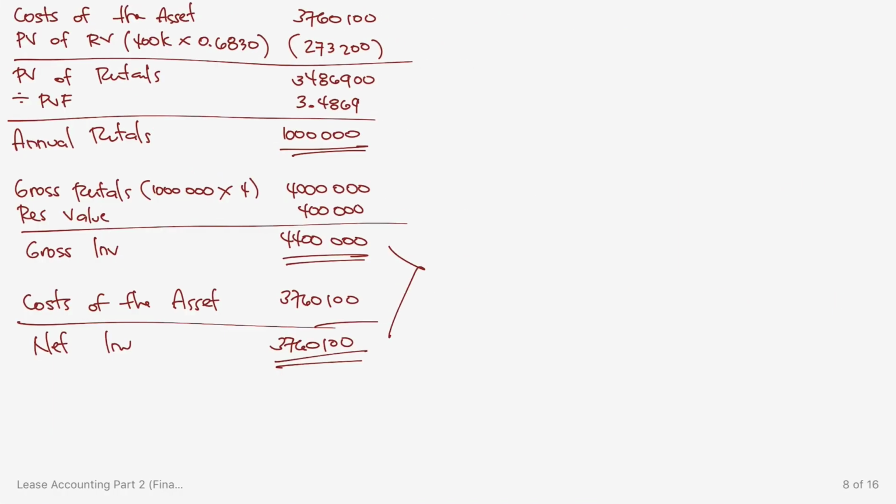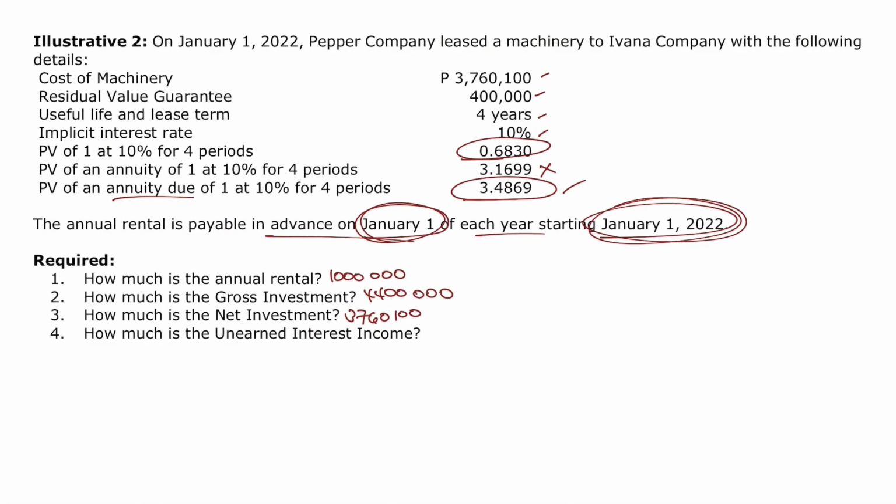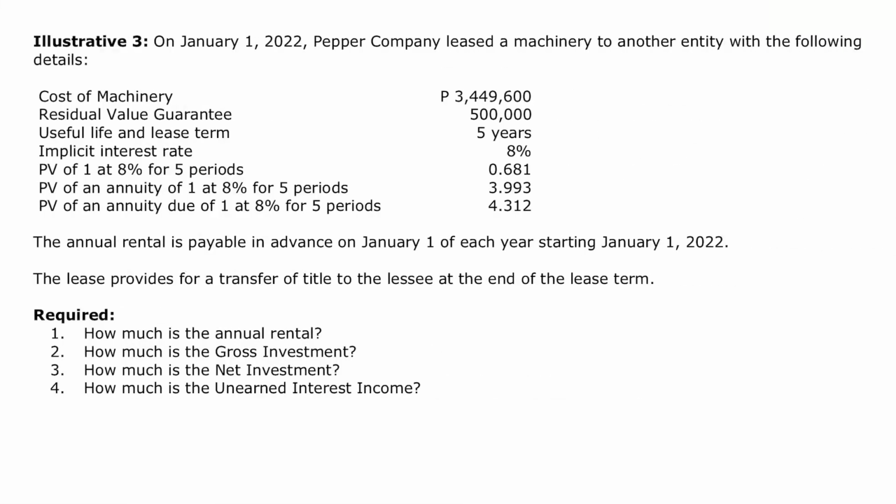Then one last thing, how much is the unearned interest income? Well, ipag-deduct mo lang yung gross investment at yung net investment. So, 4.4 million minus 376,100. The unearned interest income now will be equal to 639,900. So, final answer, requirement number 4, is equal to 639,900. Okay?